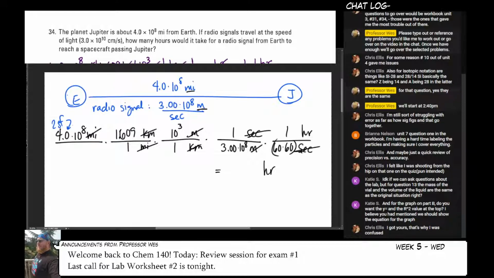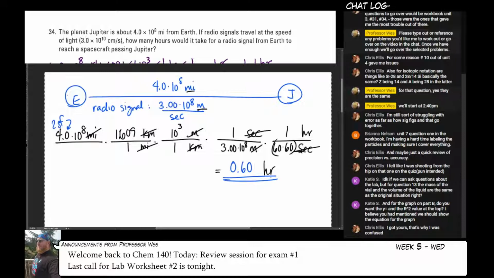I got 0.59592592592. To 2 sig figs, that would be 0.60. Or in other words, about 36 minutes. So if you send a signal to Jupiter, it will get there 36 minutes later.